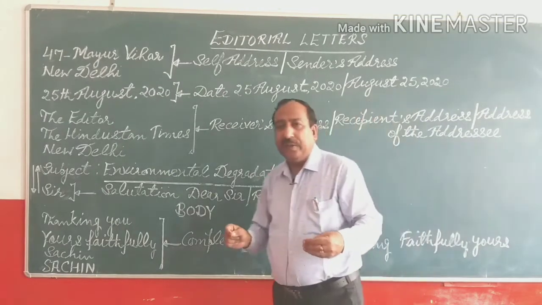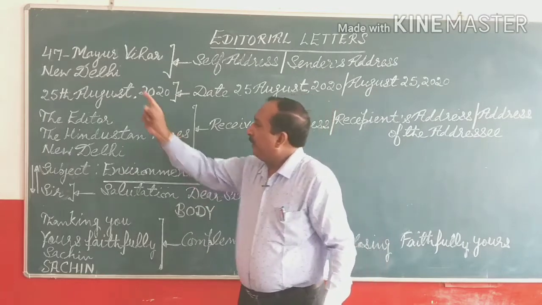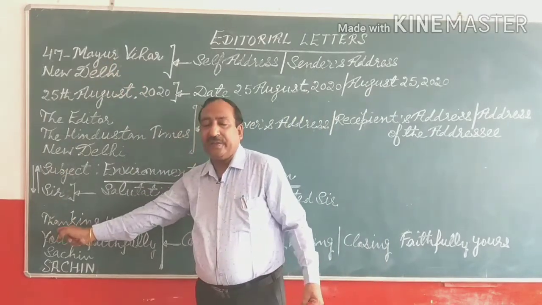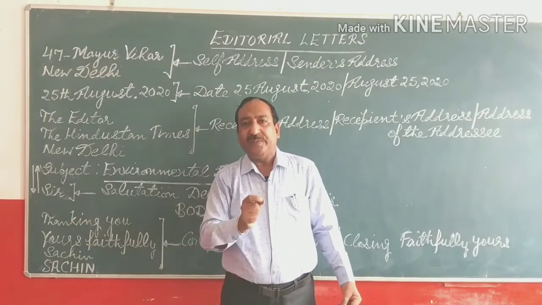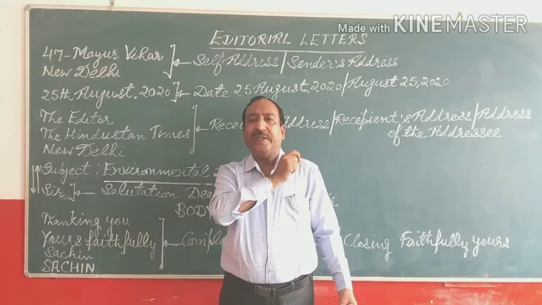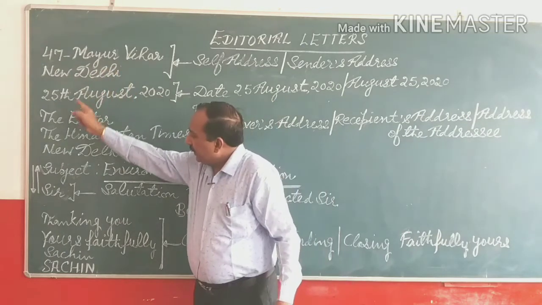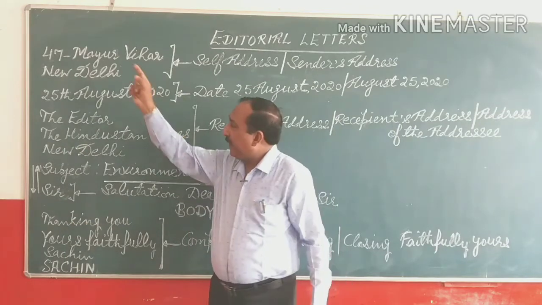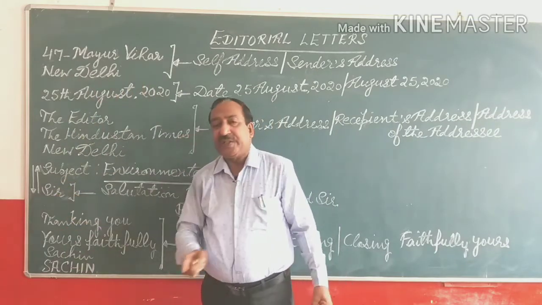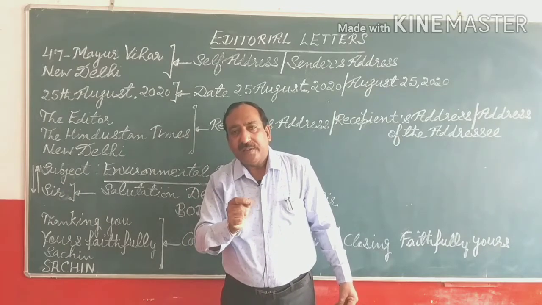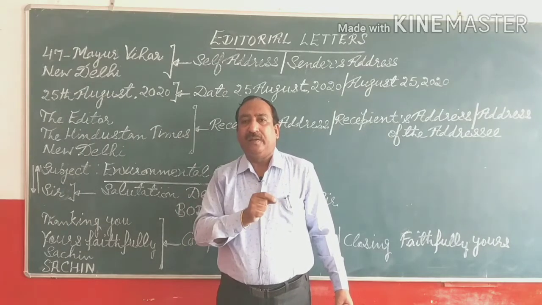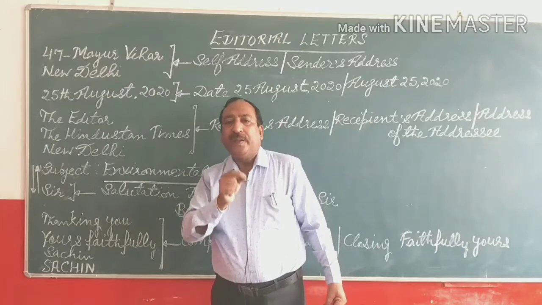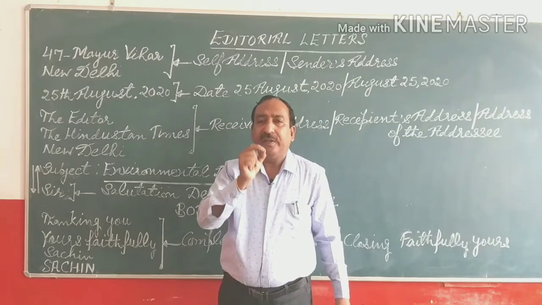First of all, we have to follow the full block style. Full block style means we have to keep the lines to the extreme left. We have to start the lines from the extreme left. This is the full block style. We have to follow the open punctuation style.